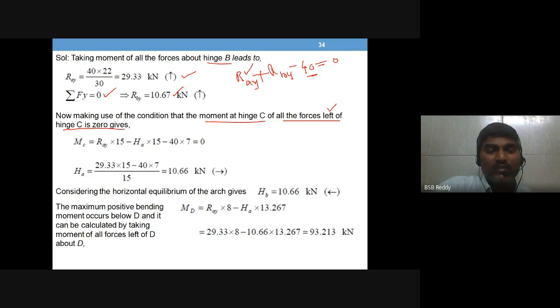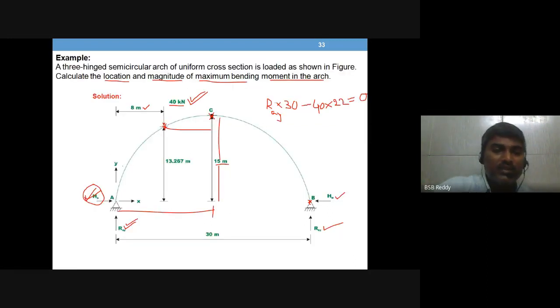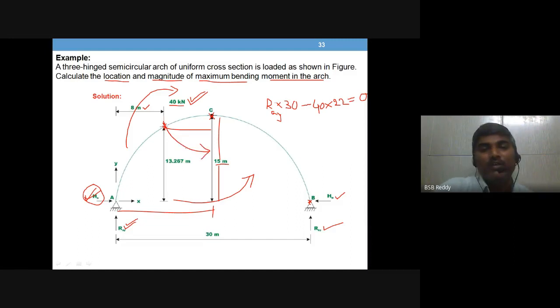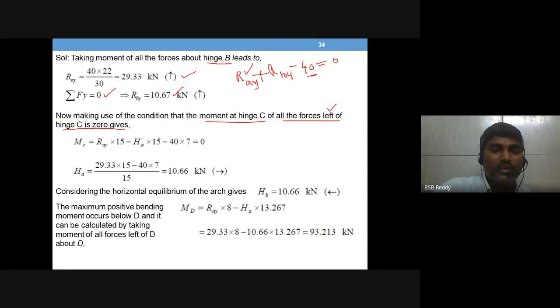Then how do you decide positive and negative? You see, RAY into 15 is written positive, which means here we are taking clockwise as positive. The moment from HA is anti-clockwise. Even from 40 also it is anti-clockwise. So two moment directions are anti-clockwise and one is clockwise. If you write clockwise positive, these two will become negative. That's why these two are written negative.